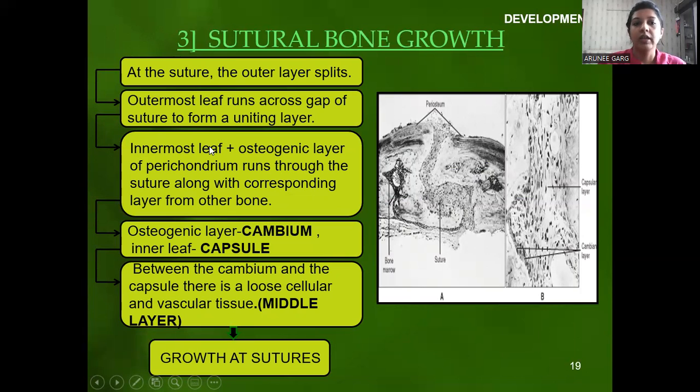helps in uniting. The innermost leaf plus the osteogenic layer of the periosteum runs through the suture along with the corresponding layer from the other bone. The osteogenic layer is called the cambium. The inner leaf is called the capsule. You can see the capsular layer here, and the cambium, the osteogenic layer, where you can see the cells, osteoblasts. Between the cambium and the capsule, there's a loose cellular and vascular tissue. This is the loose tissue, called the middle layer.